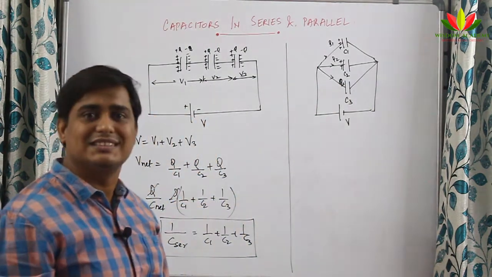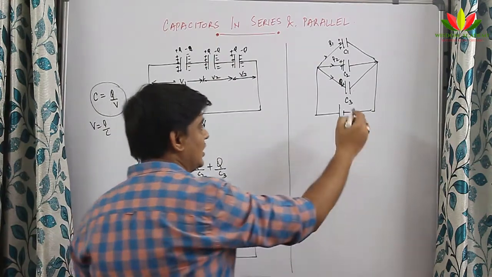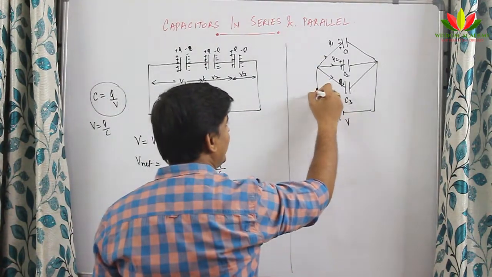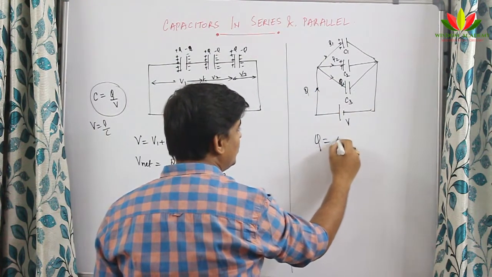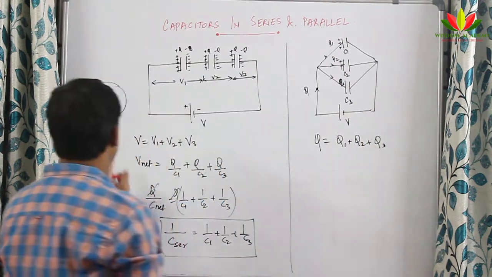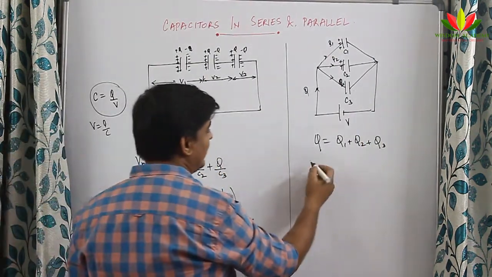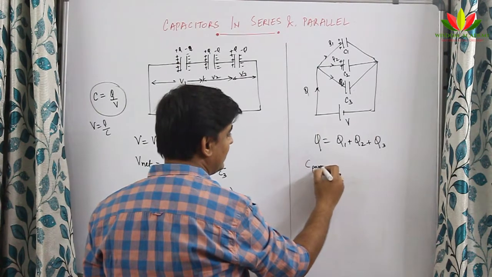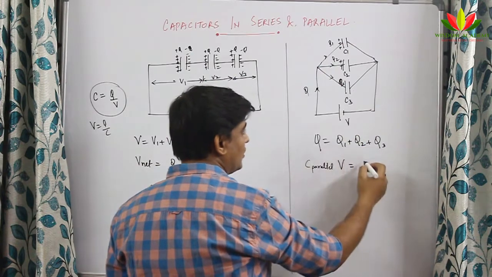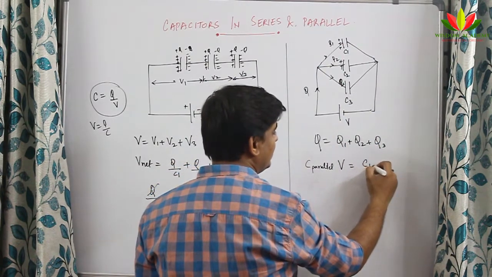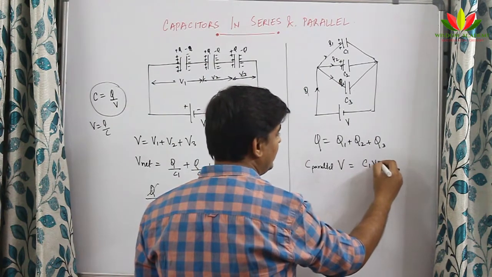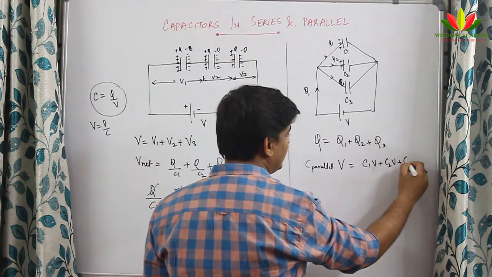What remains constant? Potential remains constant, but what varies is charge. So the Q that came here is split into Q1 plus Q2 plus Q3. We know that Q is equal to C into V. So from here I can write C parallel into V is equal to Q1, we can write C1 V plus C2 V plus C3 V.